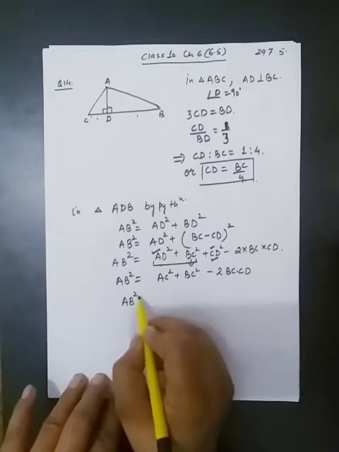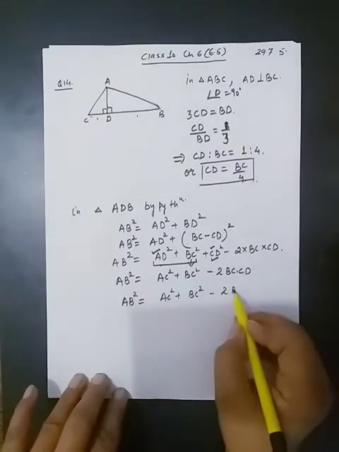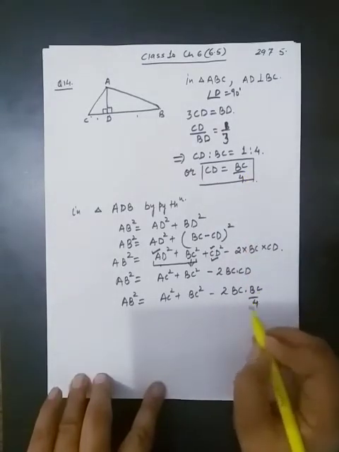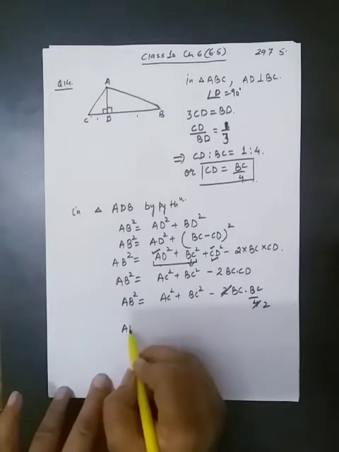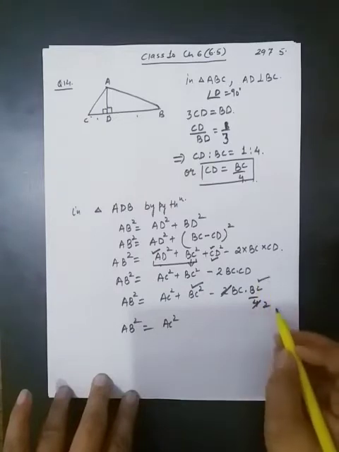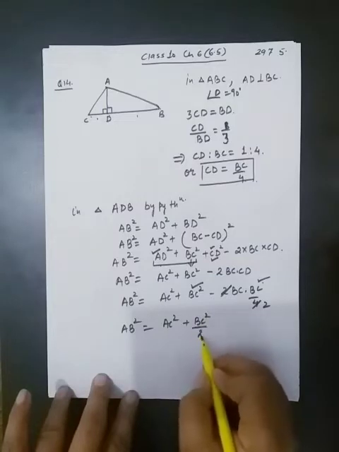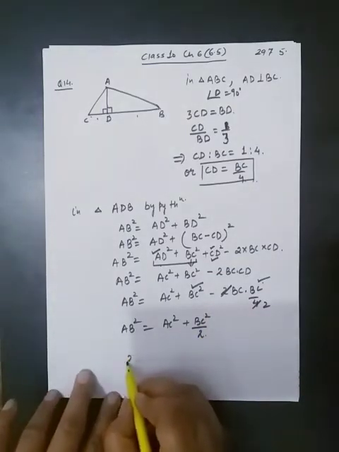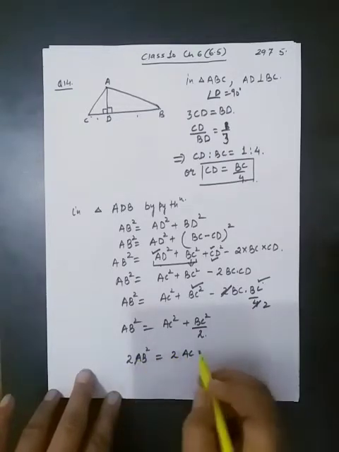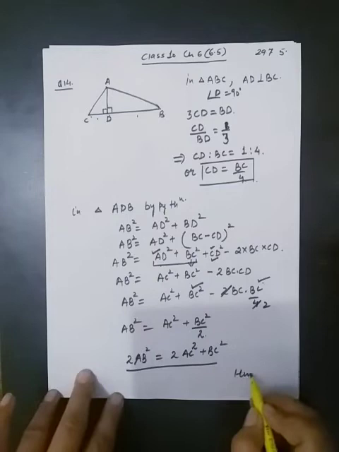Now AB square is equal to AC square plus BC square minus 2 BC into CD. Here putting CD is equal to BC by 4, cancel, and we get AB square is equal to AC square plus BC square minus BC square by 2, which gives BC square by 2. Now taking 2 as LCM, we get 2AB square is equal to 2AC square plus BC square. Hence proved.